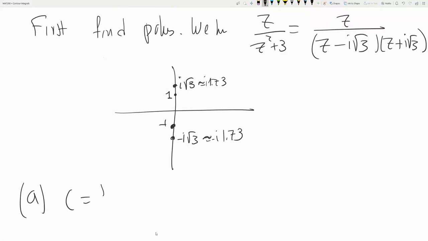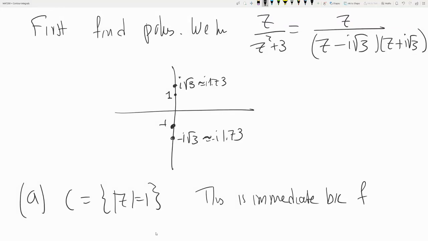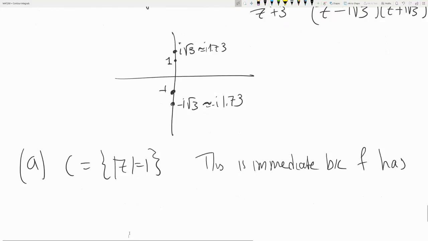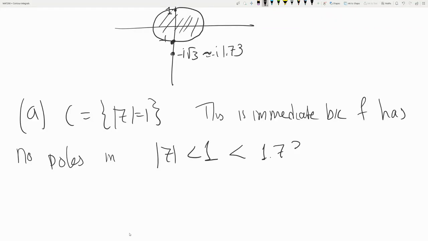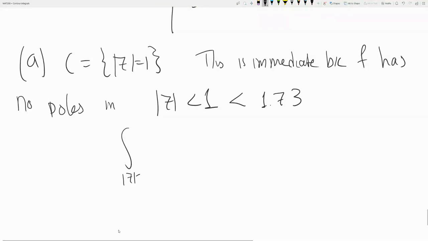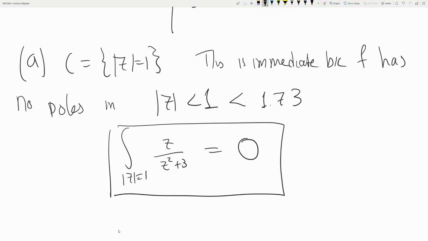All right. Let's do part A. This is immediate because f has no poles in the interior of |z| strictly less than 1, right? So this is the unit circle, and this is the interior, and the poles are outside. So that means the contour integral over this is 0. So that's easy.